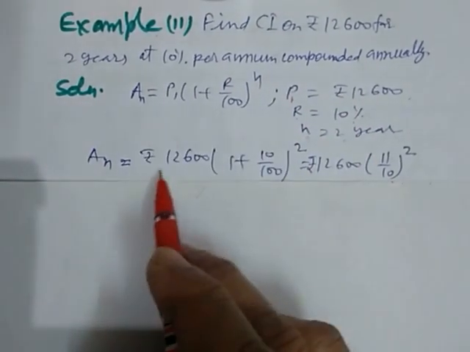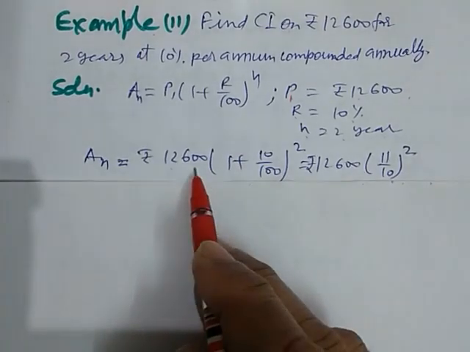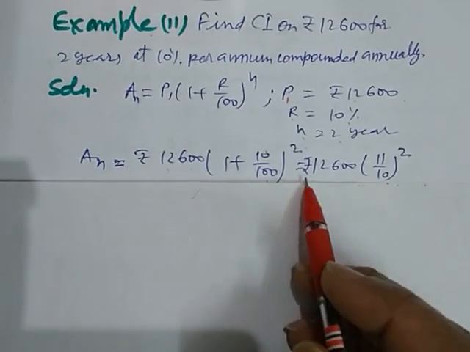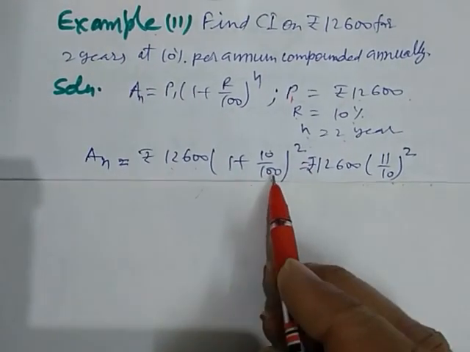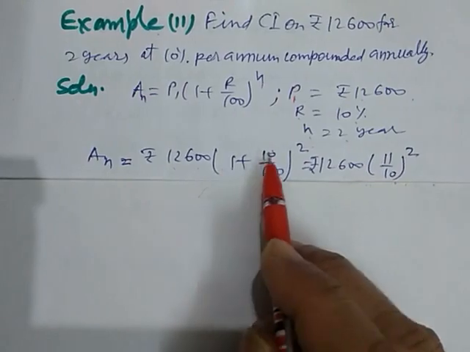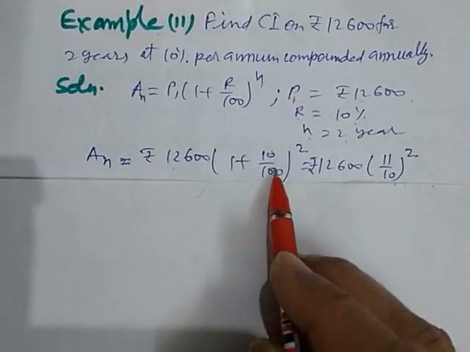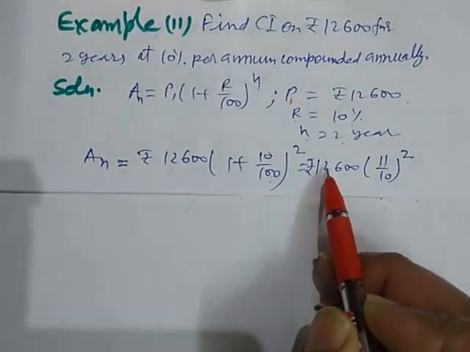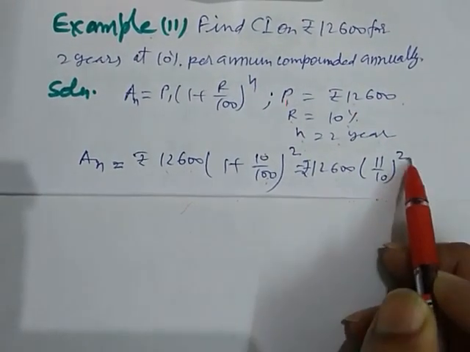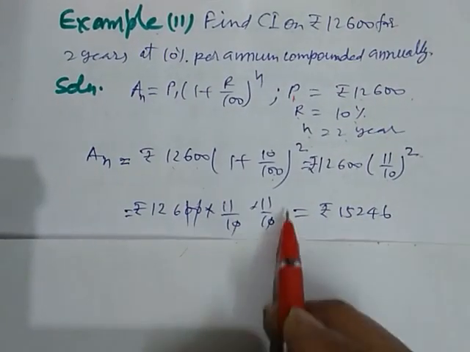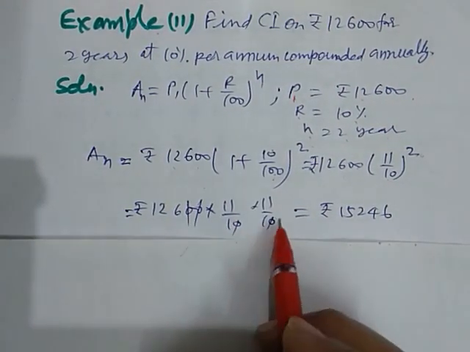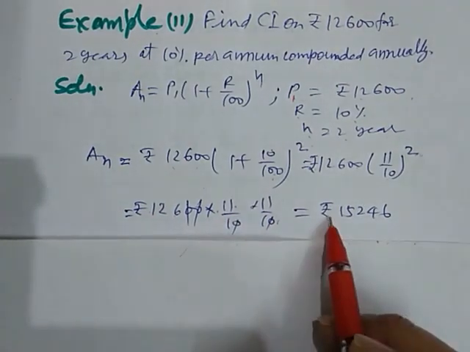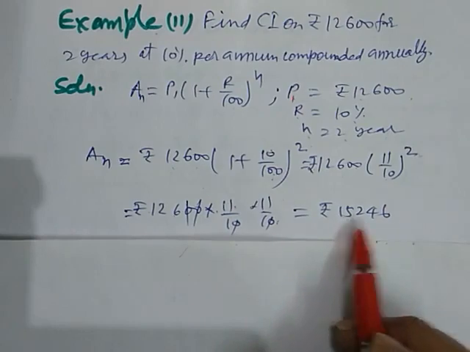So by putting the values, P1 is 12,600, 1 plus R is 10, so 10 by 100 whole square. By taking LCM, this becomes 100 plus 10 upon 100, so the zero is cancelled and it leaves 11 by 10. So rupees 12,600 into (11 by 10) whole square. We calculate this, these 2 zeros cancel by these 2. So 126 into 11 into 11. By calculating we get rupees 15,246.